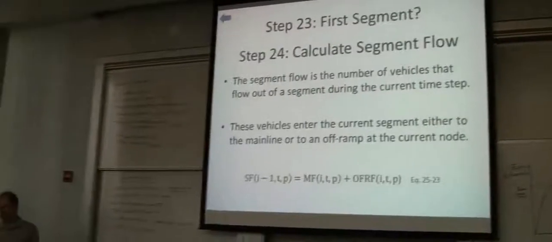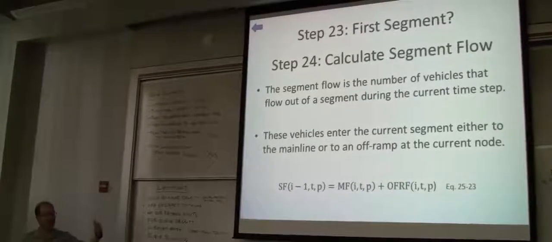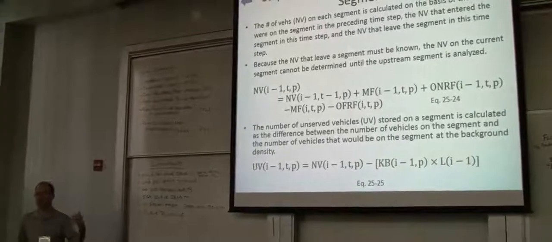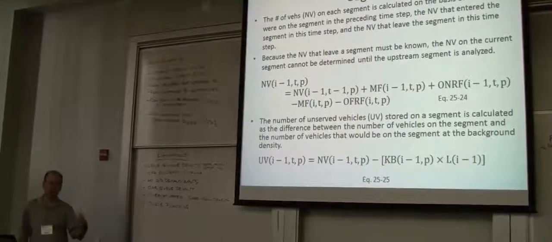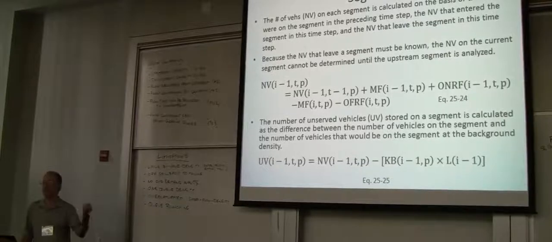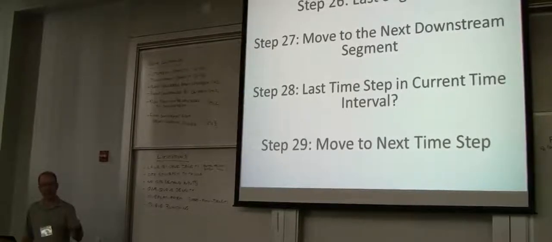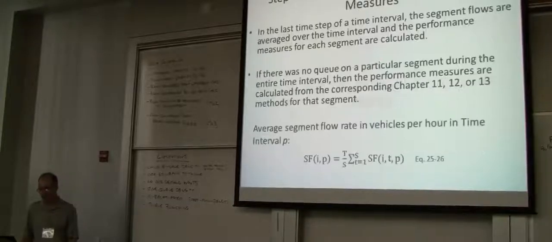I don't know if there's anything you want to say as I'm going through this. Like I said, it's just doing a lot of variable updating at this point, updating the number of vehicles on the segment, figuring out how many unserved vehicles we might have that are going to carry forward to future time periods and so forth. And again, just the administration of the iterative approach, going to the next time step, next segment, and so on. And then we get into calculating the performance measures for each of the segments and the facility for each of the time periods.